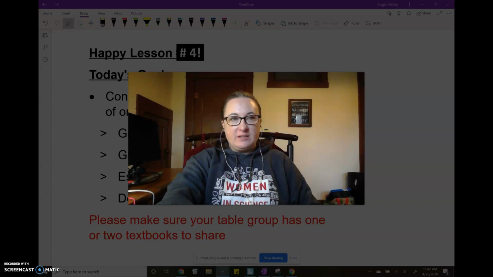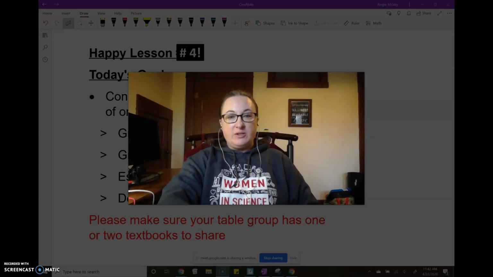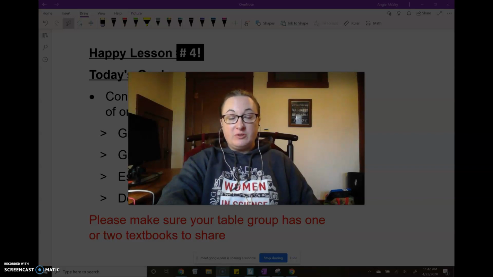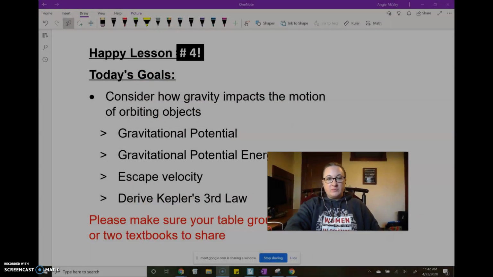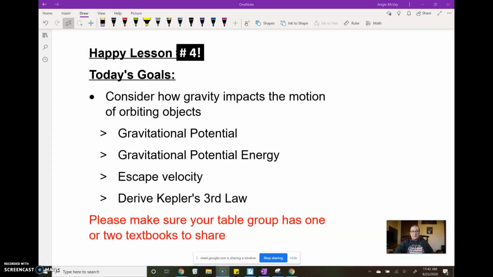Last class we took a look at Newton's universal law of gravitation and how we can use it in combination with our understanding of circular motion and centripetal forces to calculate things like orbital speeds. Okay, today we're going to look at how gravity impacts the motion of orbiting objects.